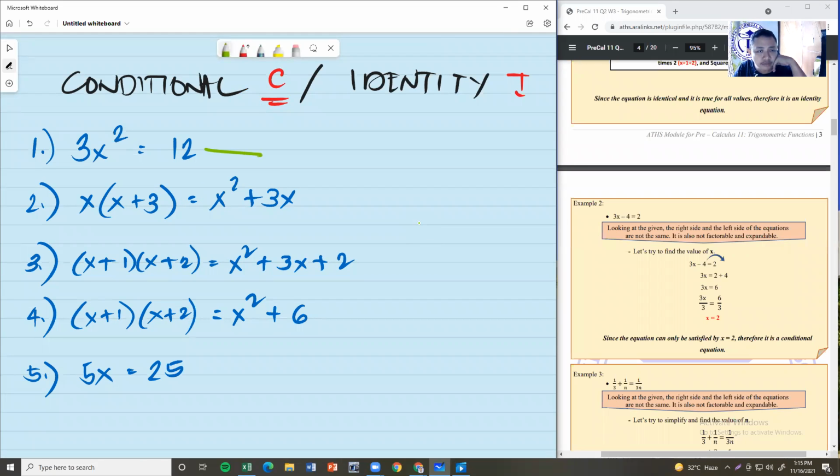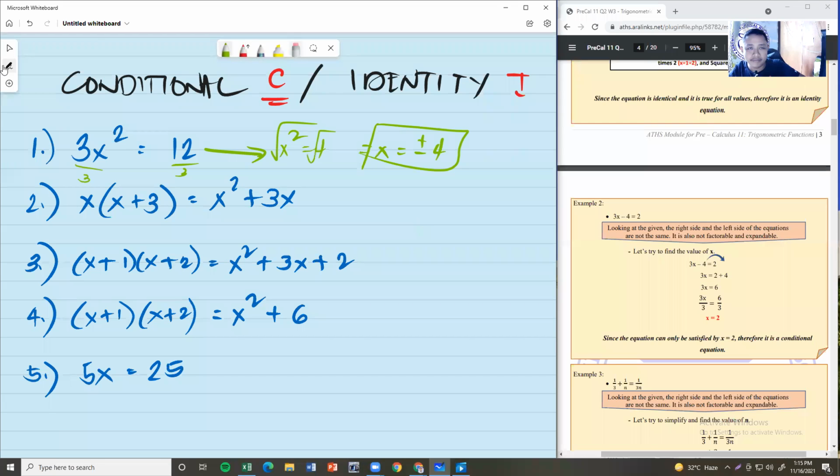So, when you solve this, divide both sides by 3. You will have x squared is equal to 4, and therefore you can solve the value of x. So x here is positive and negative 4 because it's a square root. Identity or conditional? Sorry, it's not 4, it's 2.